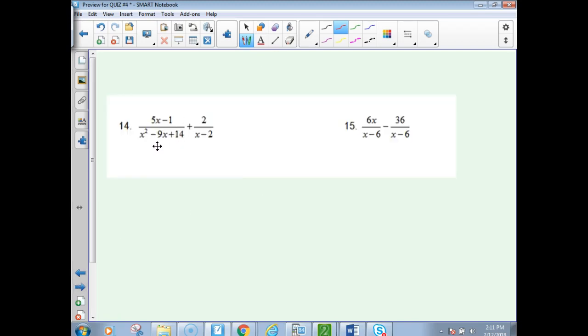All right, number 14. Rewrite the first fraction with a denominator factored, x minus 7 times x minus 2. And then we'll need to multiply the second fraction by what's missing in its denominator that the first fraction has, which is x minus 7.